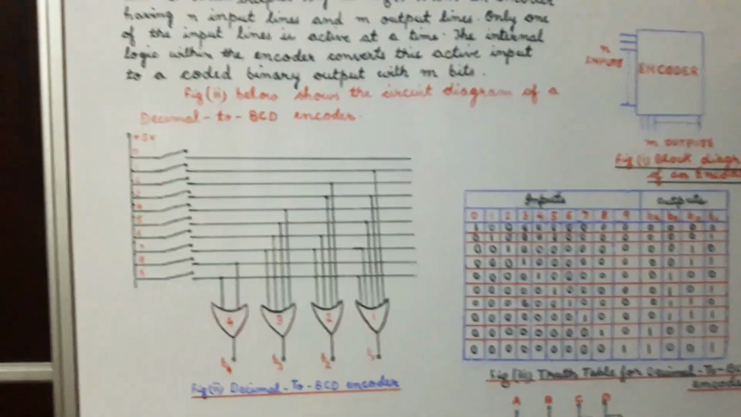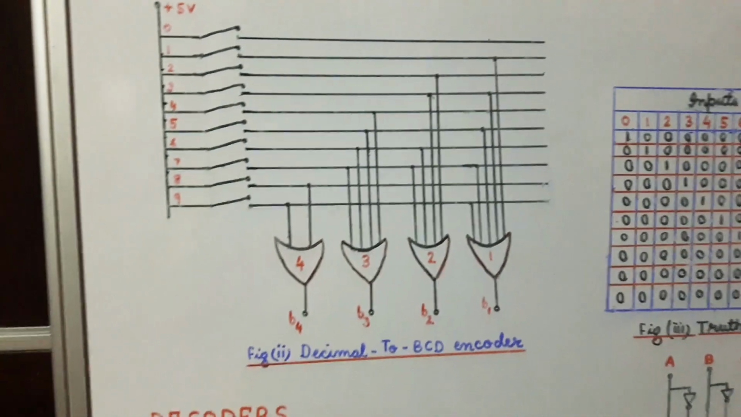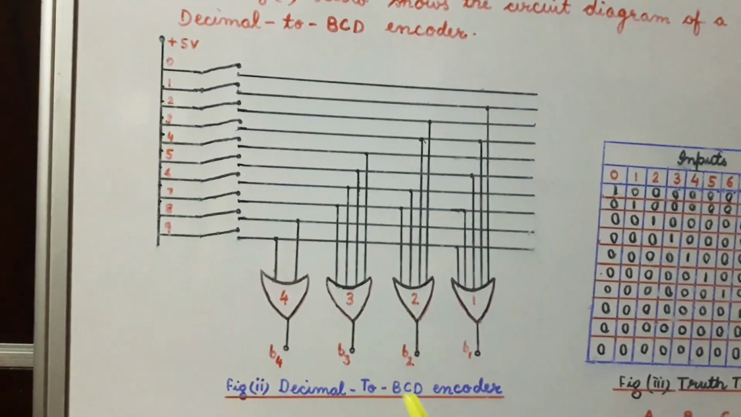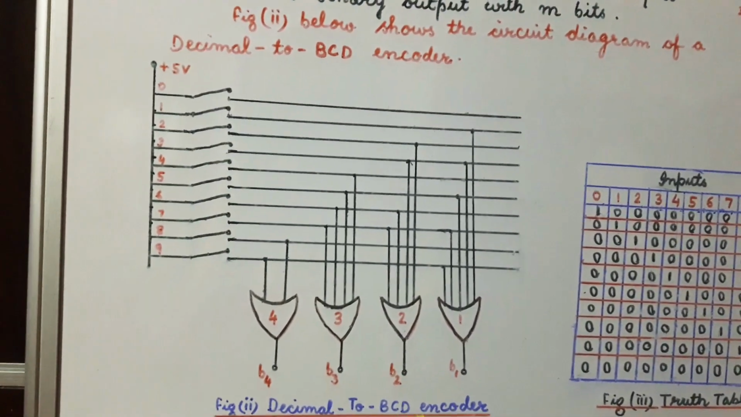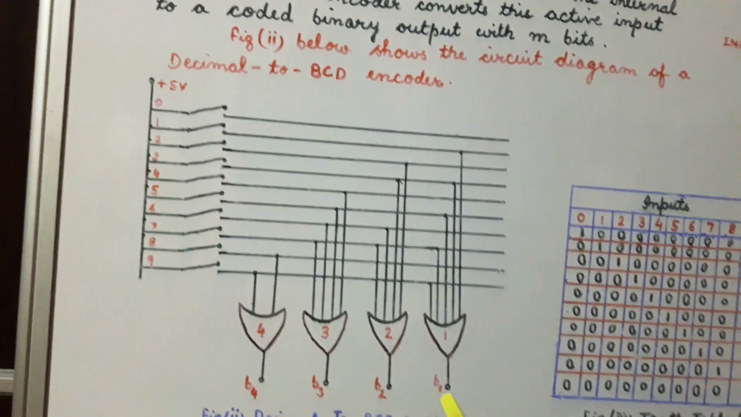Let us consider a decimal to BCD encoder as shown in figure 2. This is the decimal to BCD encoder. These are the switches and these are the outputs of the OR gates.